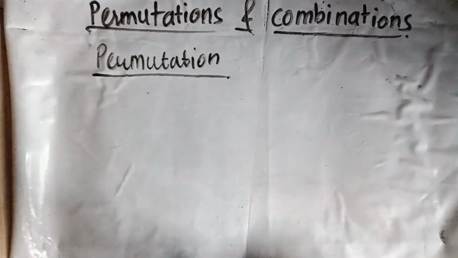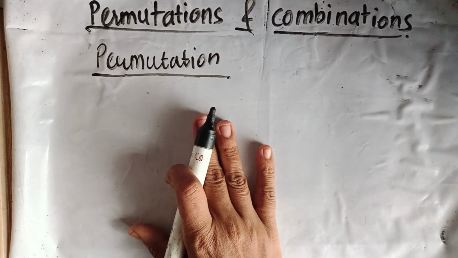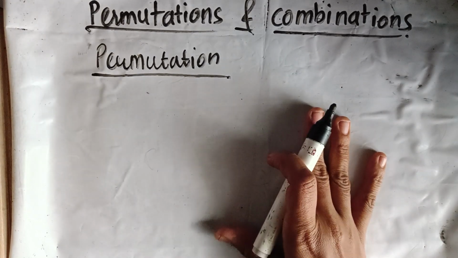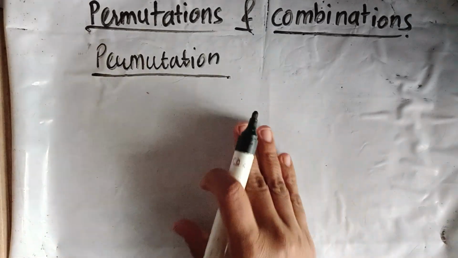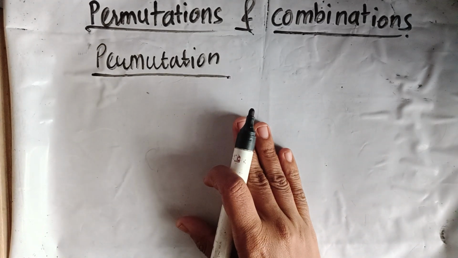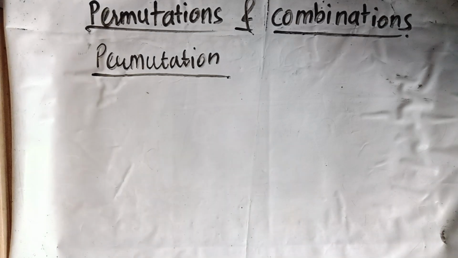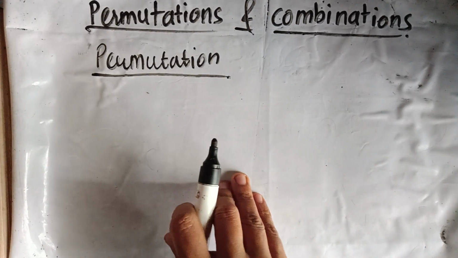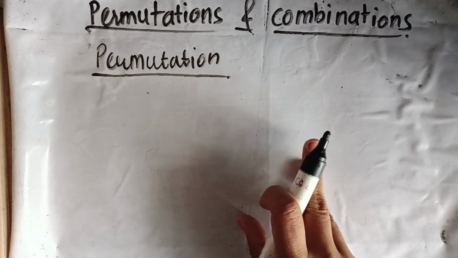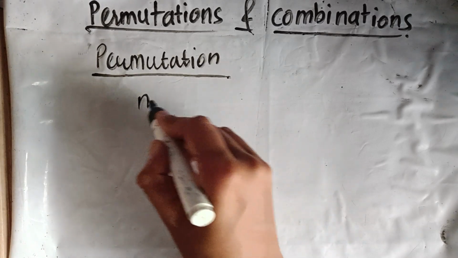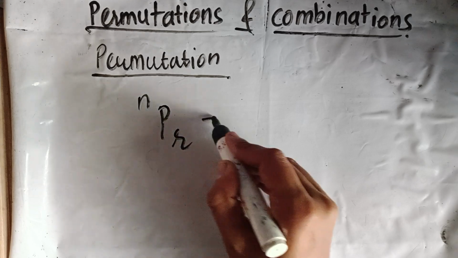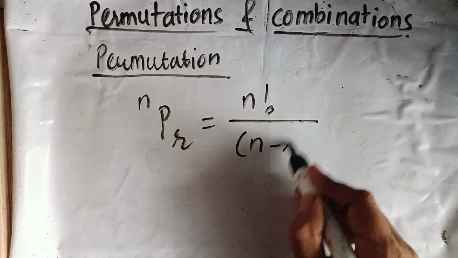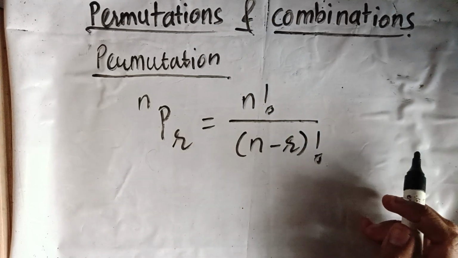So what is a permutation? Permutation is an arrangement in a definite order of a number of objects taken some or all at a time. And the number of permutations of n different objects taken r at a time is given by nPr, that is n factorial upon n minus r factorial.